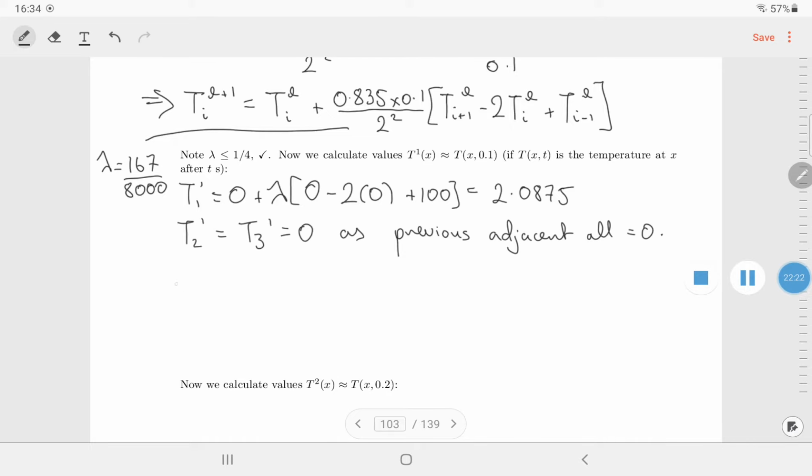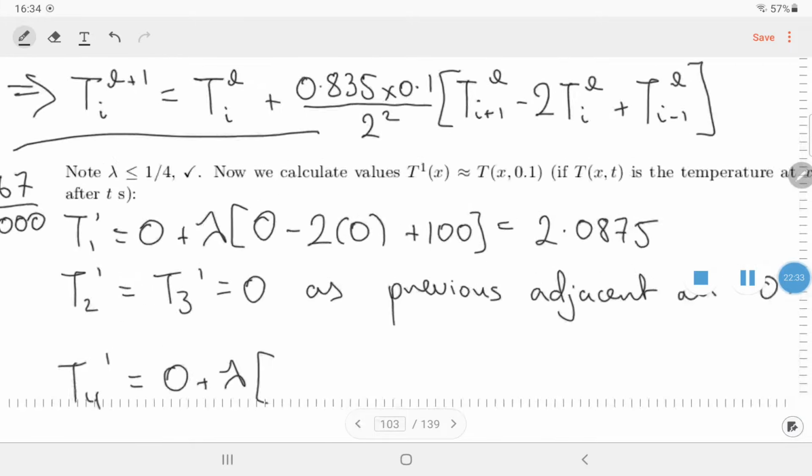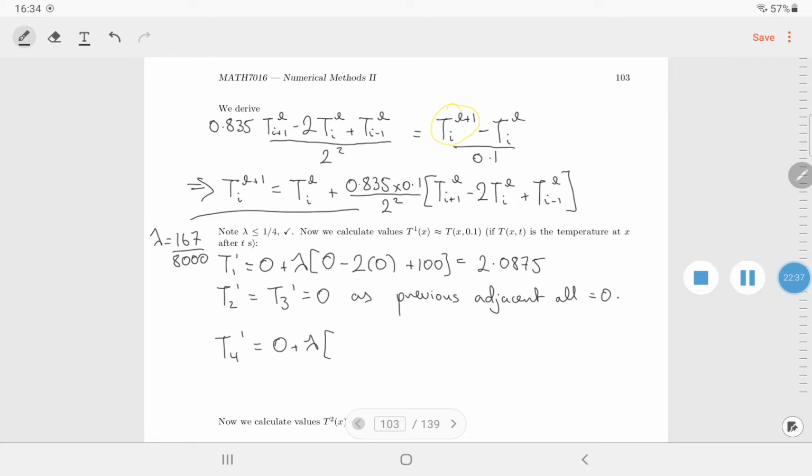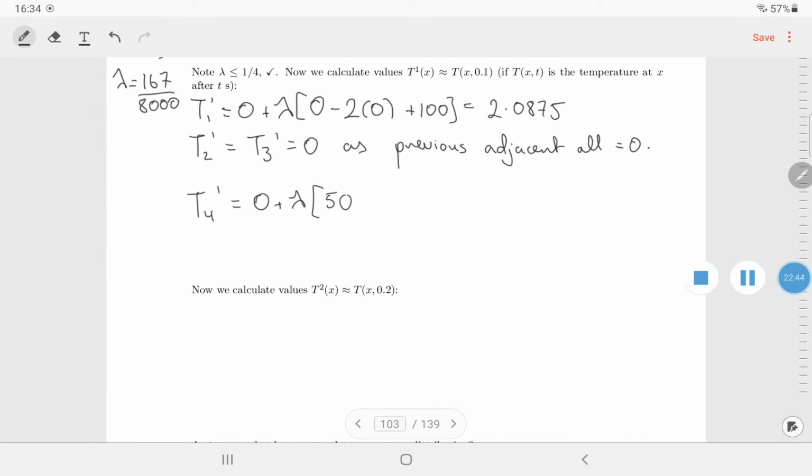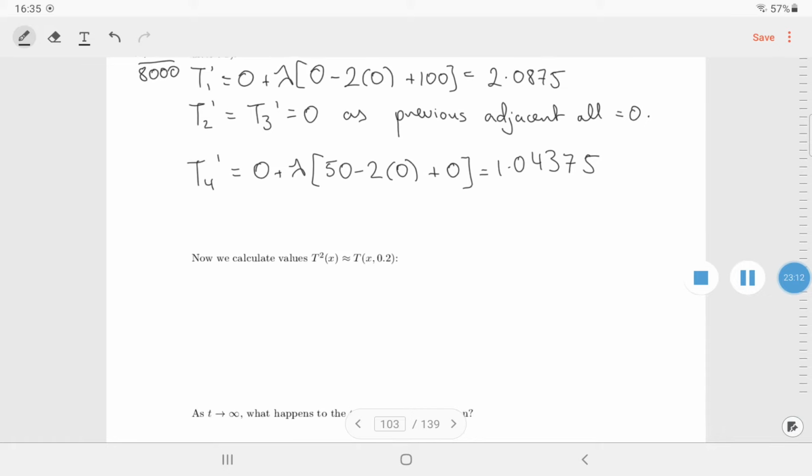Now what about T4? T4 at the next time is the previous T4, which is 0, plus the lambda, which is this 167 over 8,000. The next point over from T4 is the 50, the heat source. So 50 minus twice T4, which is 0, plus the previous, which is also 0. So you're getting lambda by 50. So that's 167 over 8,000 by 50, which is 1.04375. Now I could round that if I wanted, but sure, life is too short. It's 6 significant figures. Now let's go to the next time.